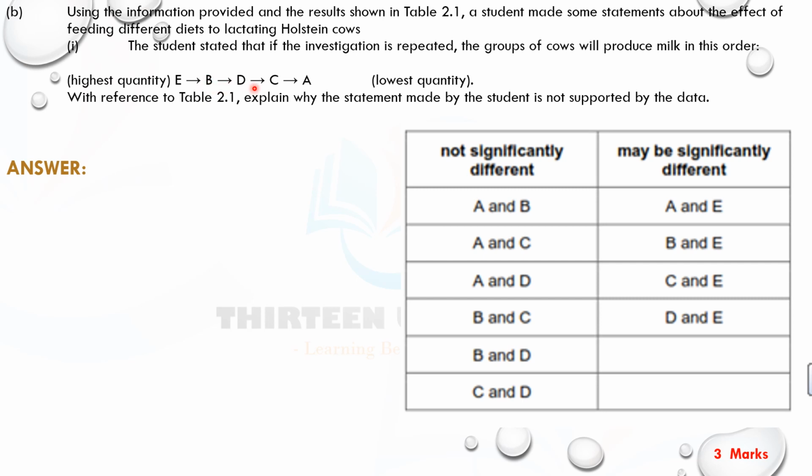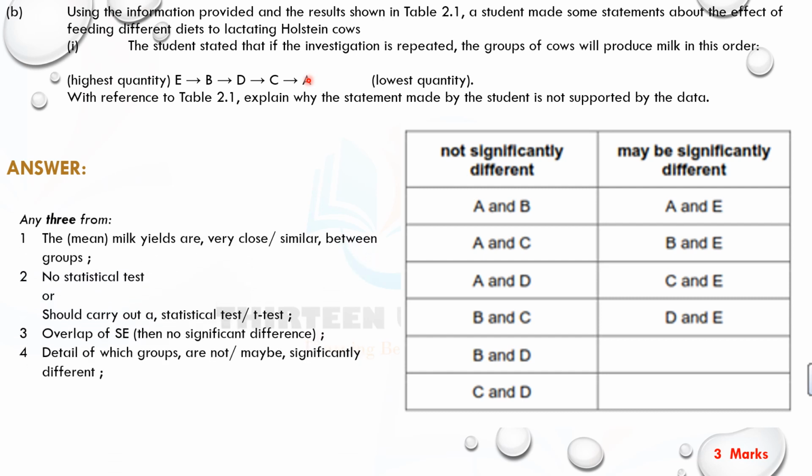Okay, and if you check, you find out that A cannot be compared because A does not even have gossipol. It doesn't have cottonseed, so it shouldn't be part of the consideration. But A, B, C, D, they have similar results. Okay, they didn't give us any information on the percentage of gossipol and how it affects milk production. Okay, milk yield. So look at it here. So the mean yields are very close, are similar.